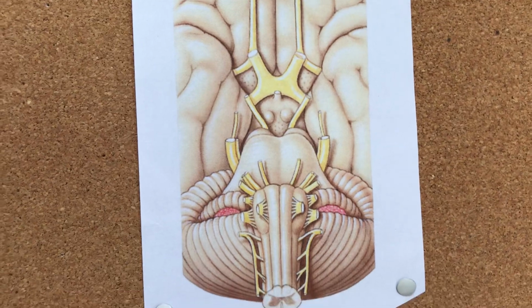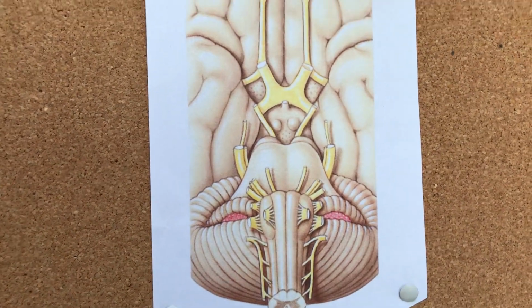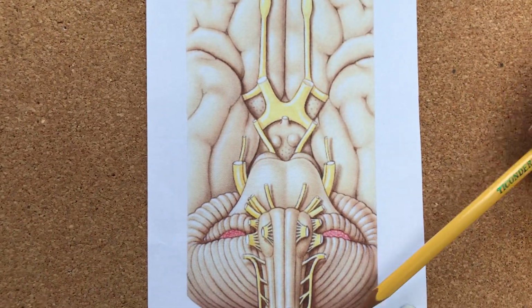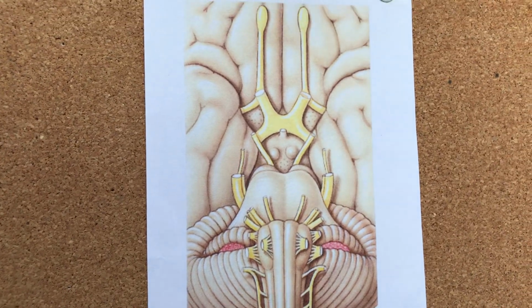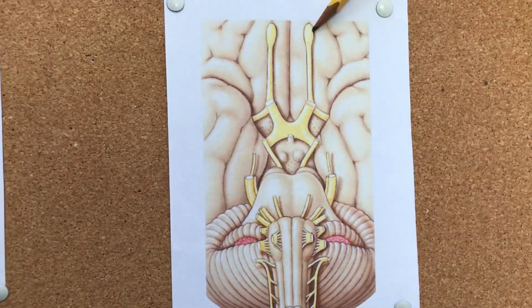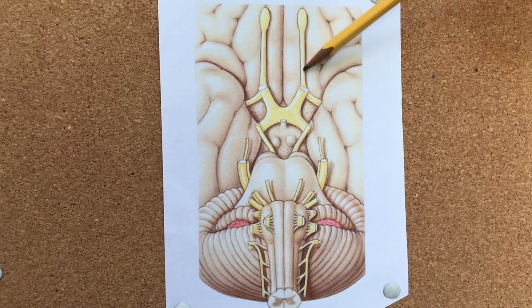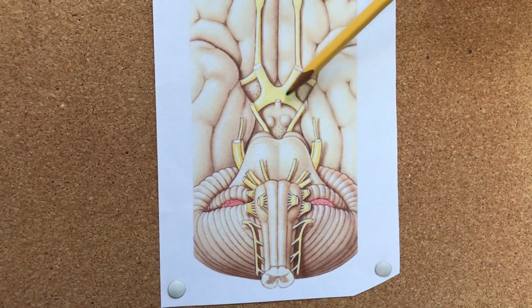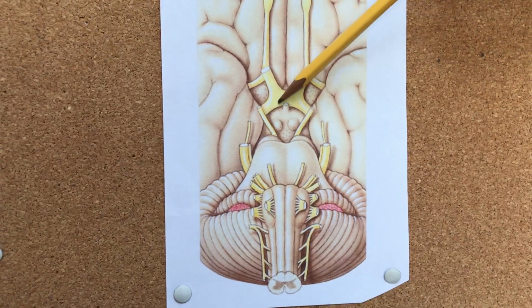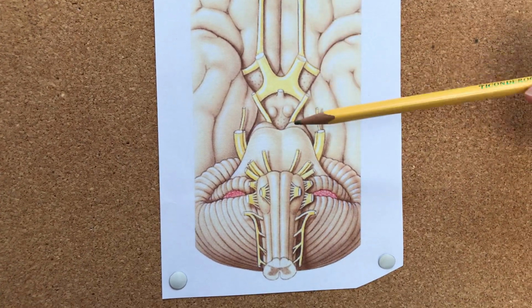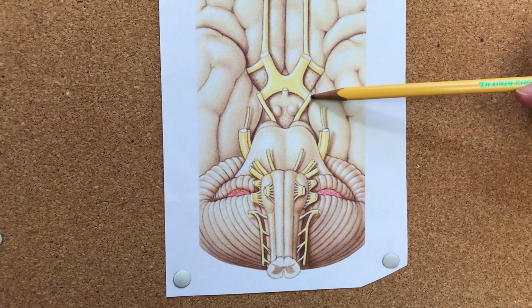You have 12 pairs of cranial nerves, and they're going to be numbered starting at the bottom, 1 through 12. We're going to look at the olfactory. This is your olfactory bulb with the olfactory nerve. This is the optic nerve coming in. It crosses over at that optic chiasm. Then we have the oculomotor nerve.